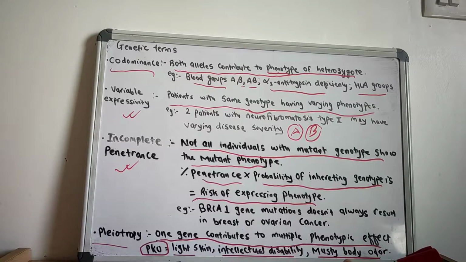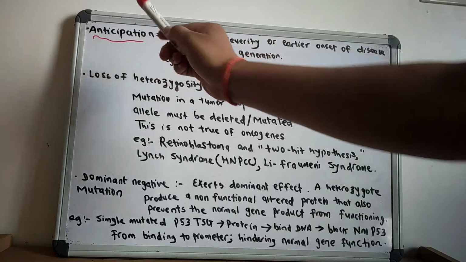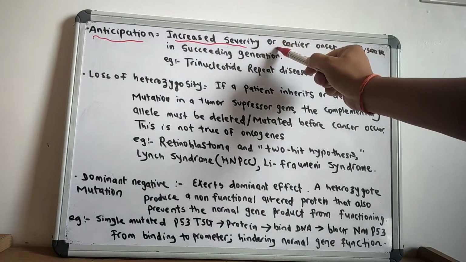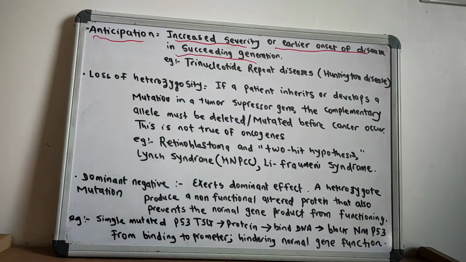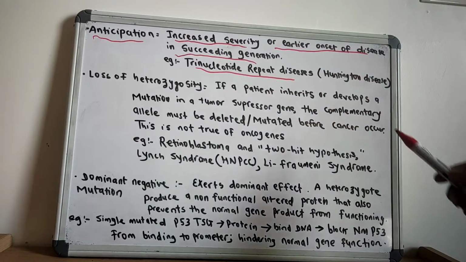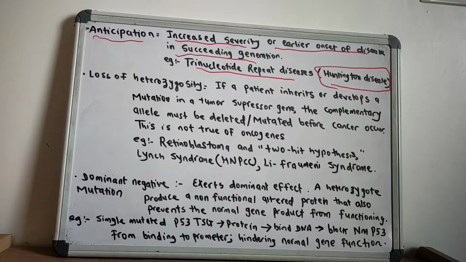Now let's move towards the other genetic terms. Let us discuss anticipation. What is anticipation? Anticipation is increased severity or earlier onset of the disease in succeeding generations. For example, trinucleotide repeat diseases. One of these diseases is Huntington disease.